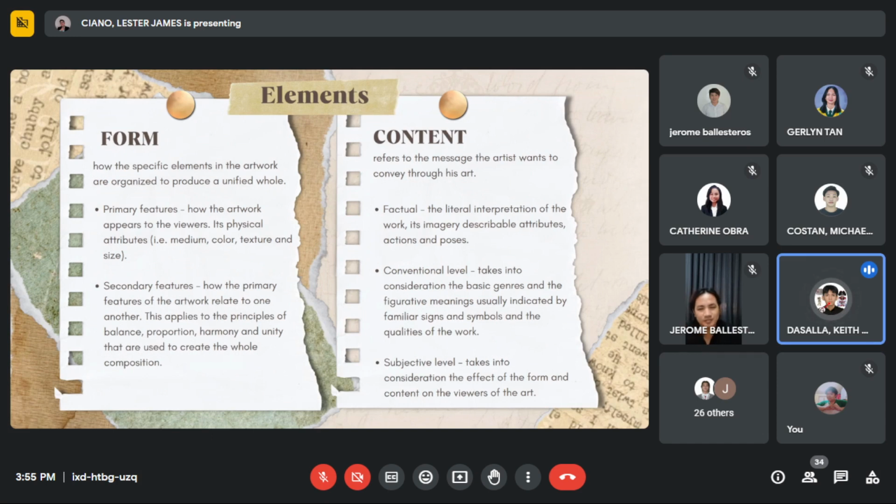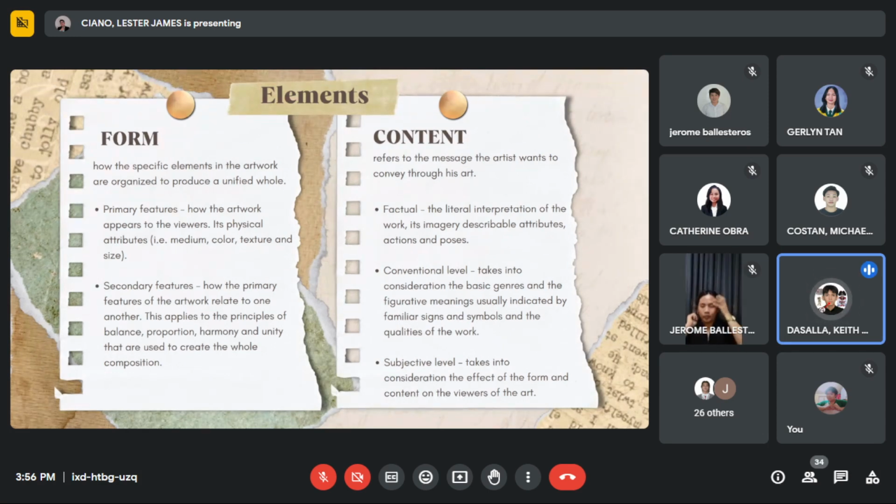Next is yung secondary features. It is more on how the primary features relate to one another to produce a better output. This applies yung principles of balance, proportion, harmony, and unity. Basta ang difference nila, yung primary is kung ano yung medium and magiging itsura ng isang visual art. Sa secondary naman, ito yung parang kung paano nagko-complement yung isa't isa sa isang visual art.